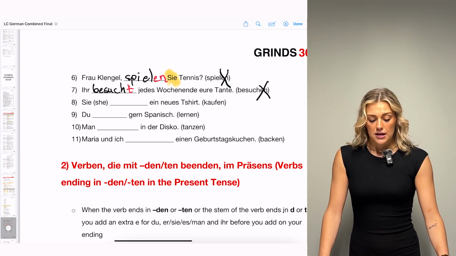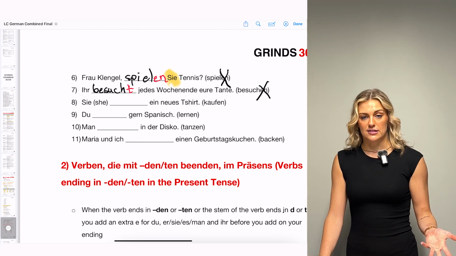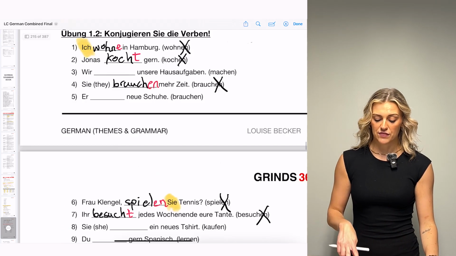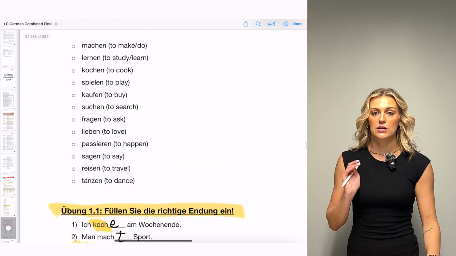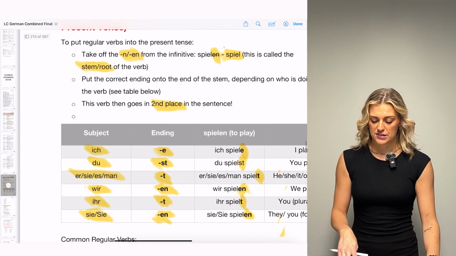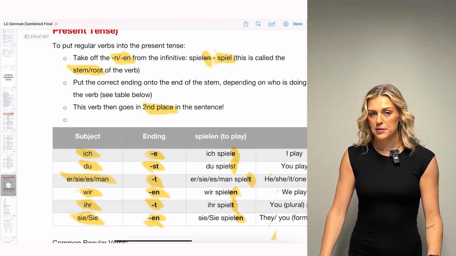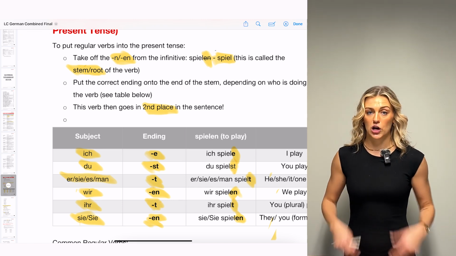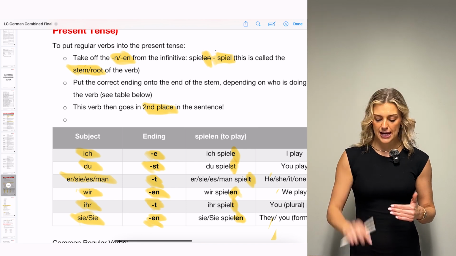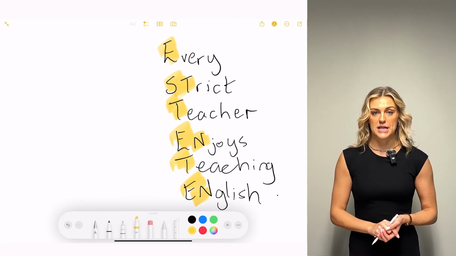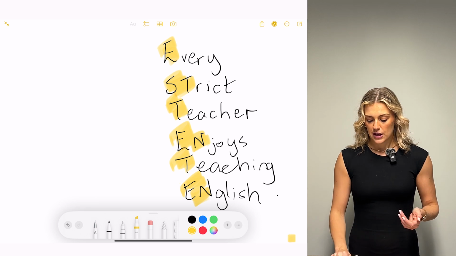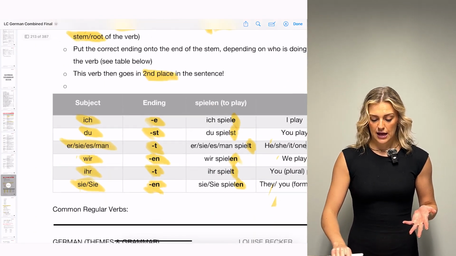All right? So that's it. Das ist das Präsens. Okay? Das ist das kind of Hauptding, the main thing with the present tense. All right? And that is what we will do with every single regular verb. Every single regular verb, to put it into the present tense, take off your en or n, you look at who's doing the verb, and then you add on your correct ending, your e, st, t, en, t, or en. Remember, you can always use this rhyme to help you as well. Every strict teacher enjoys teaching English. All right? Now, so that's our present tense of regular verbs.